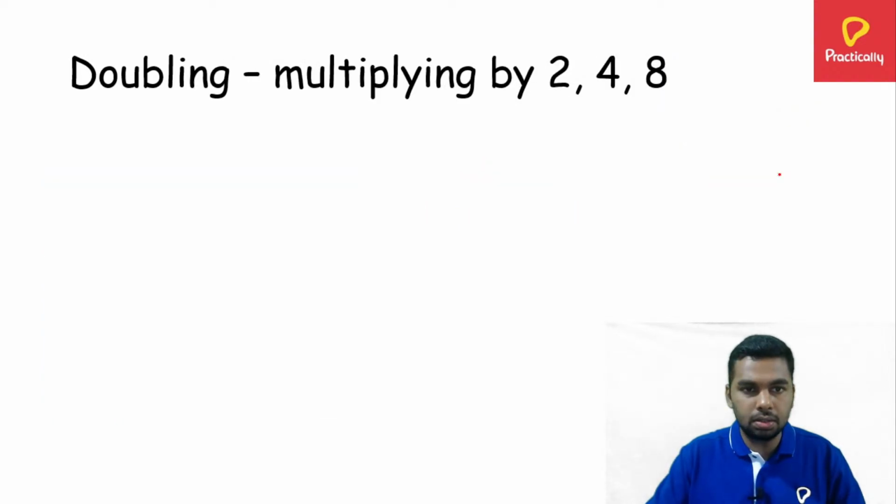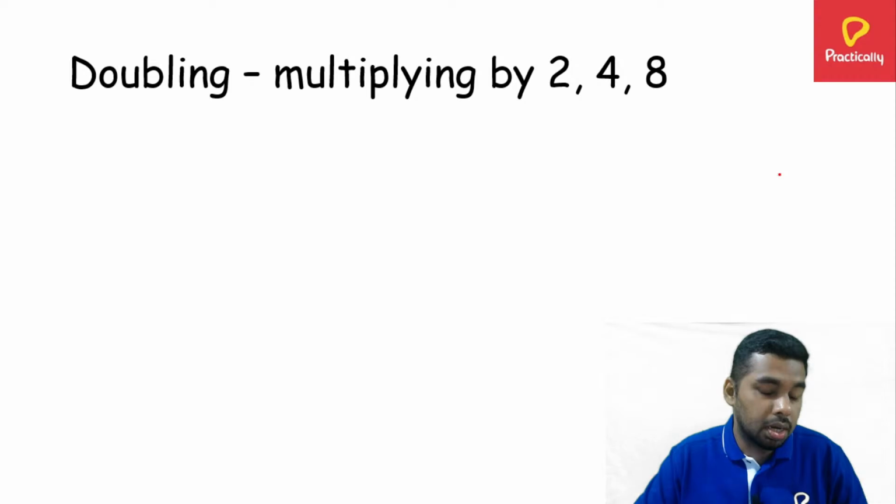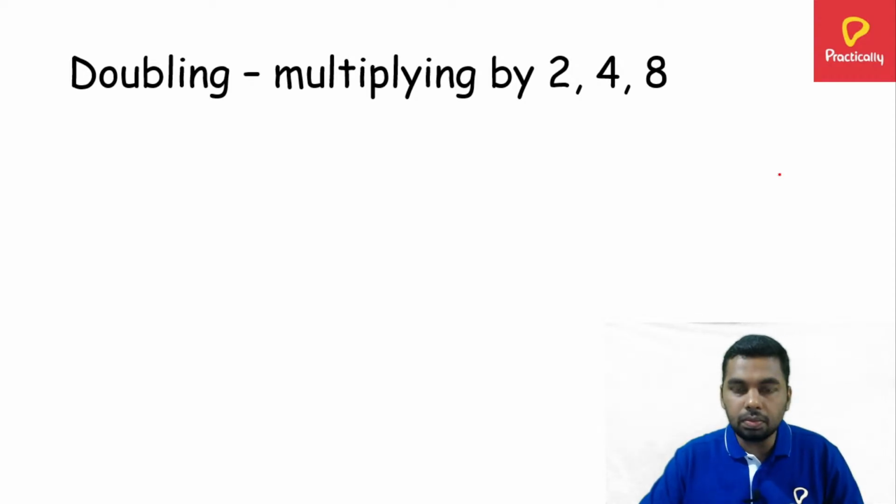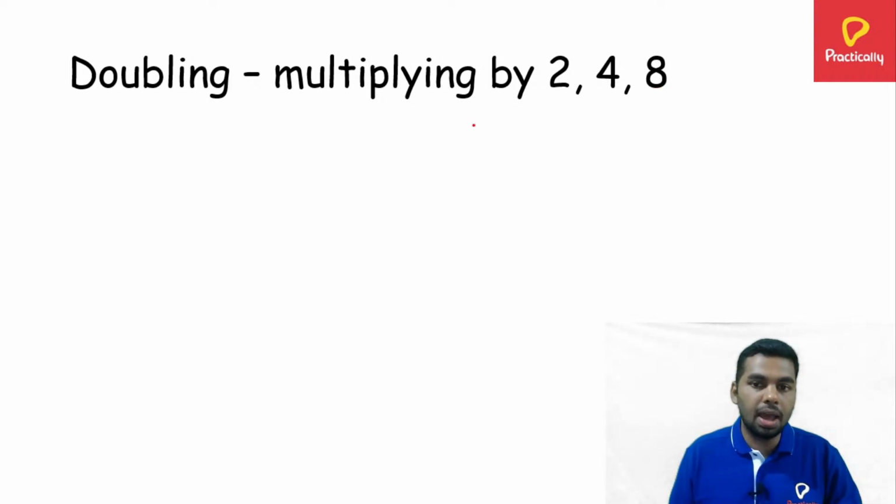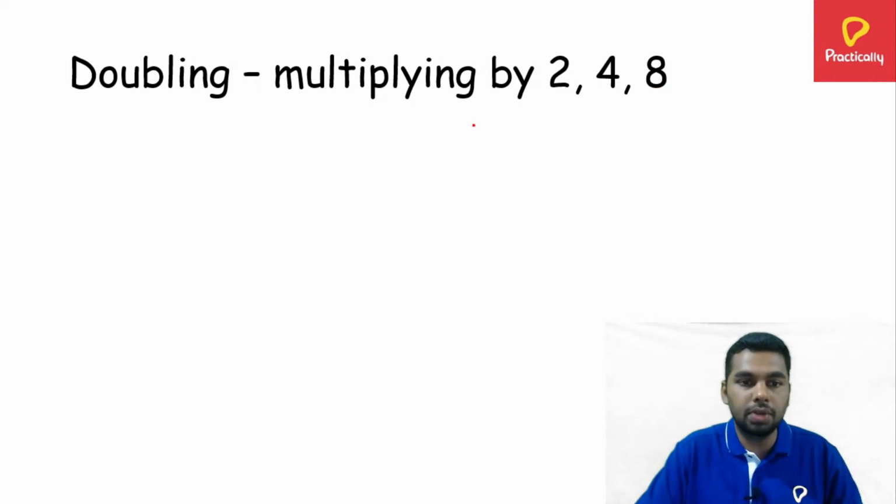Alright, now let's look into detail about the doubling operations. The doubling operation would especially be useful if you are multiplying by the numbers 2, 4 or 8. It is very obvious, right? Because by multiplying by 2 or 4 or 8, you are just having a multiple of even numbers.